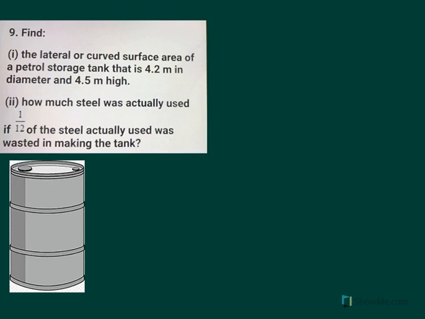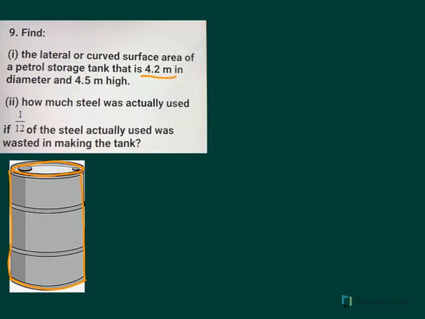Find the lateral or the curved surface area of a petrol storage tank that is 4.2 meters in diameter and 4.5 meters high. So here is a petrol tank in the form of a cylinder, and we need to find the CSA or the lateral surface area of this tank.